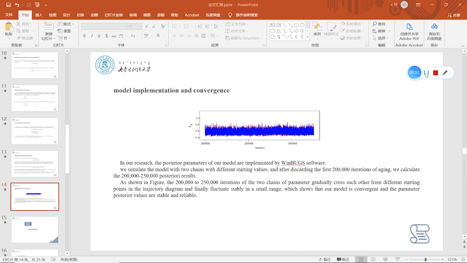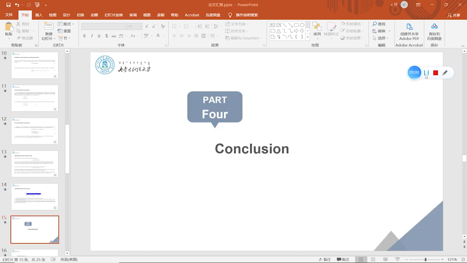As shown in the picture, the results of two chains of parameters gradually cross each other from different starting points in the trajectory diagram and finally fluctuate stably in a small range, which shows that our model is convergent and the parameter posterior values are stable and reliable. The first part is the result.